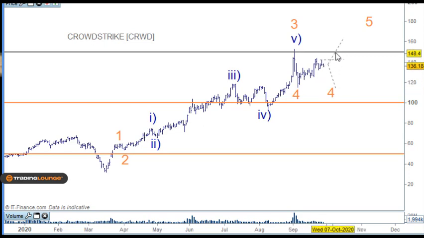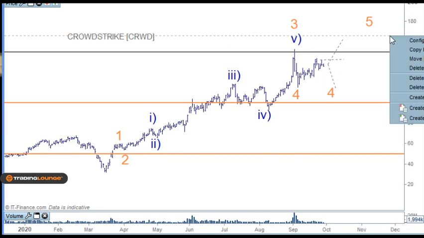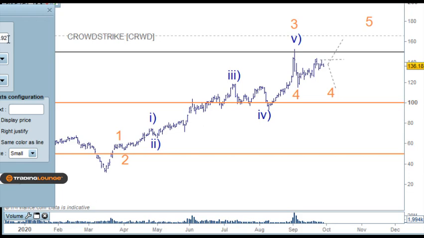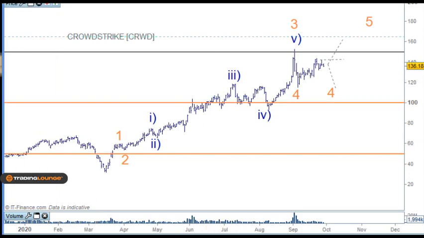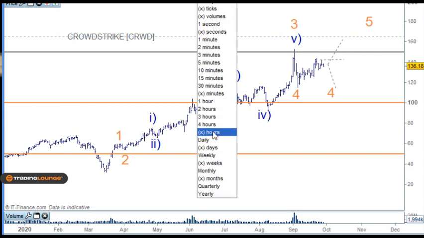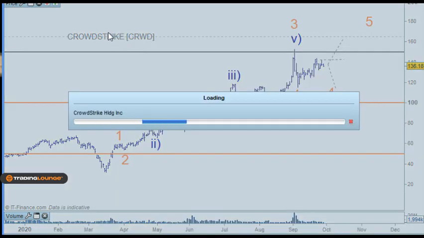And if this was going to move up, it would probably come up into group 2 here. So 65 here would be the target that we would look for first in this space. Let's just check it out on the 4-hour chart.